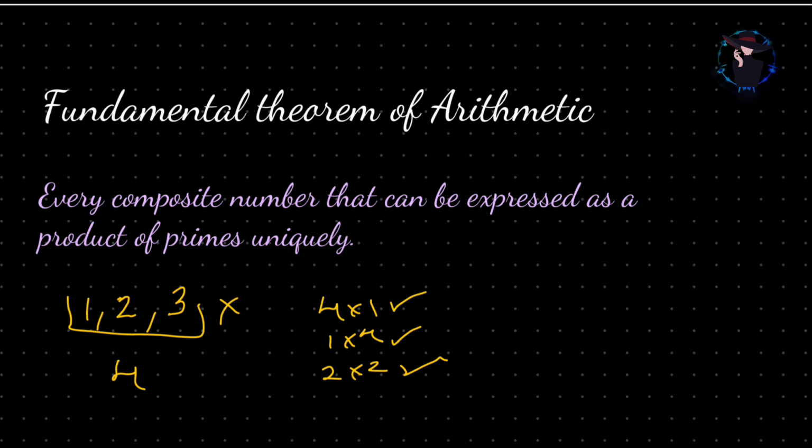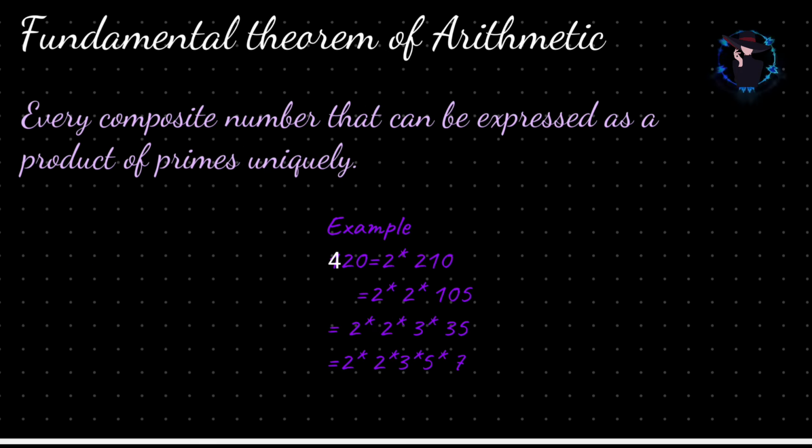Right? So every composite number can be expressed as a product of primes uniquely. So let's see an example. Let's take 720, right? It can be written as 2 into 210.